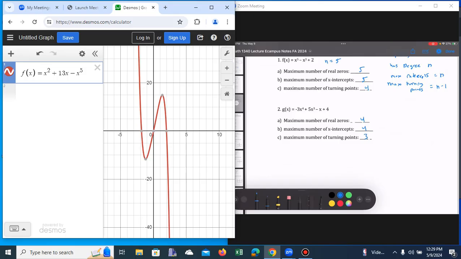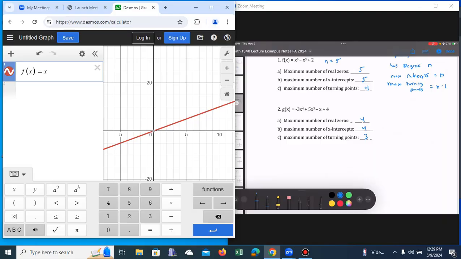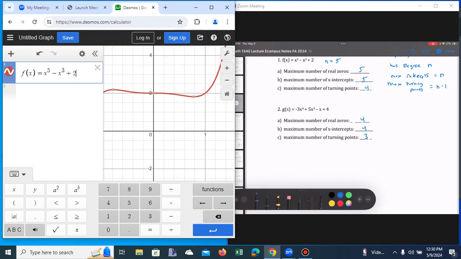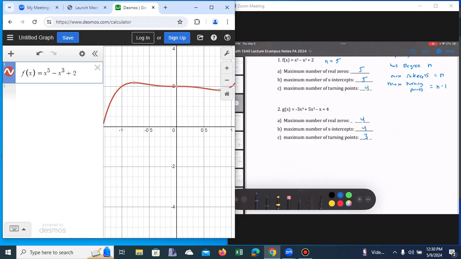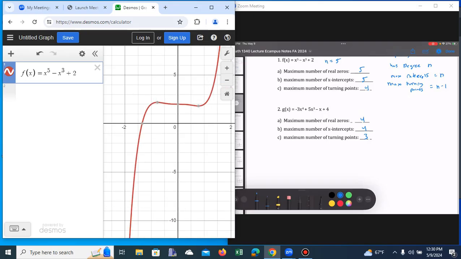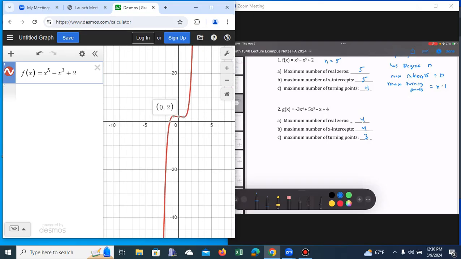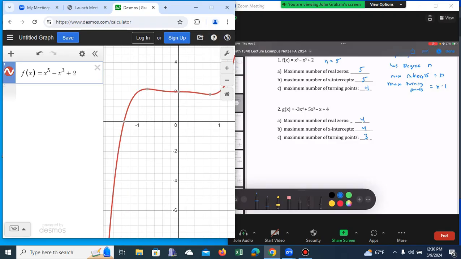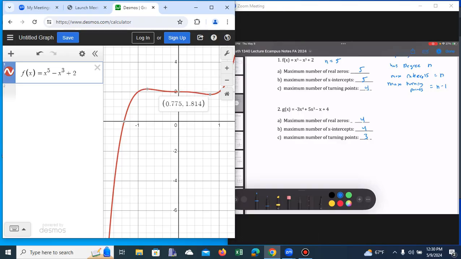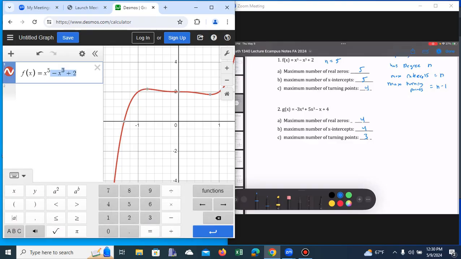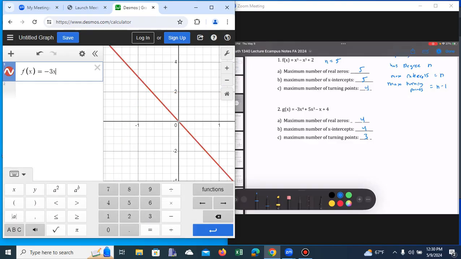And we can check these two to see what they look like. x to the fifth minus x to the third plus 2. Zoom in on this. We see this would be considered a turning point, and that would be considered a turning point. So this has only 2 turning points, and it only has 1 x-intercept. So it's not always at the max, but you can have less.